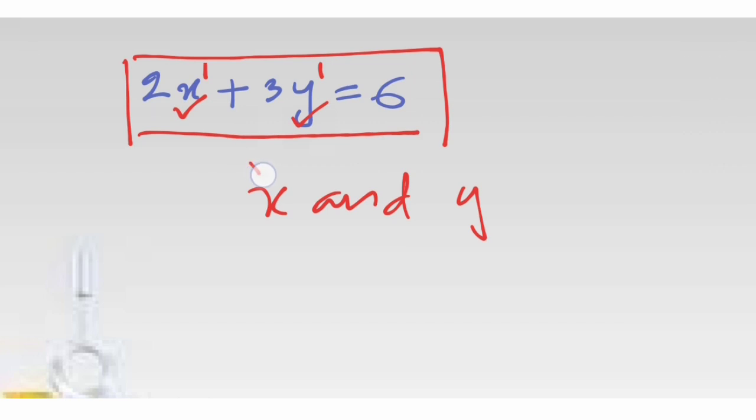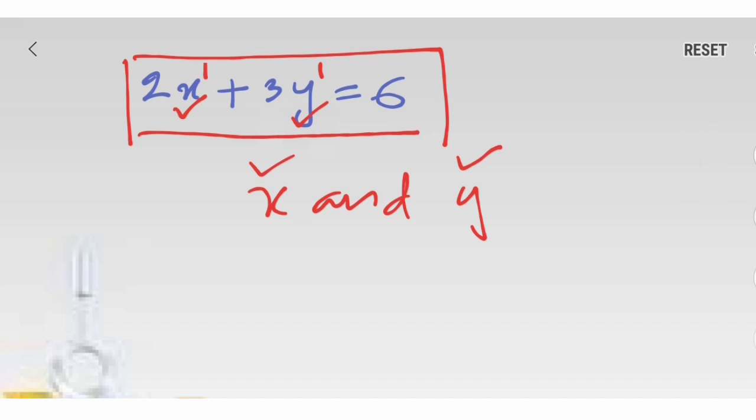But here we have two variables, x and y. So this equation is known as a linear equation in two variables. Here the highest power is 1, so it is a linear equation, and also we have two variables x and y, so it is a linear equation in two variables x and y.